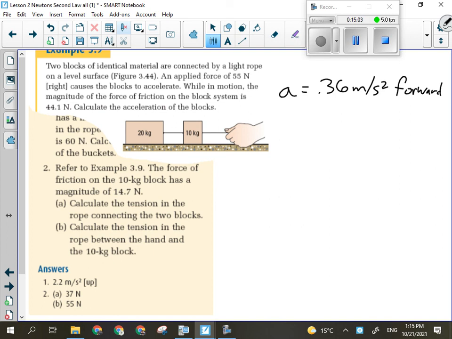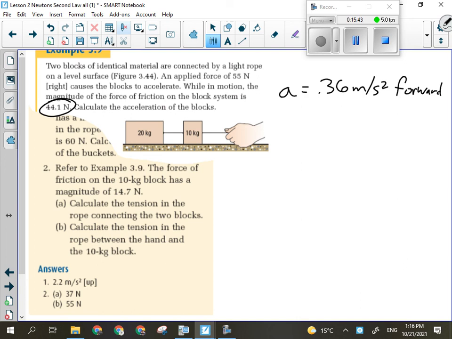So now what they're asking is exactly what I said they might ask. Now they want to know how much force is there here. How much tension is in this rope? They're telling you that the force of friction on the 10 kilogram block, so on this block, is 14.7 newtons. We know the total force in the system was 44.1. 14.7 of that 44.1 is on the first block. Everybody okay with that idea?